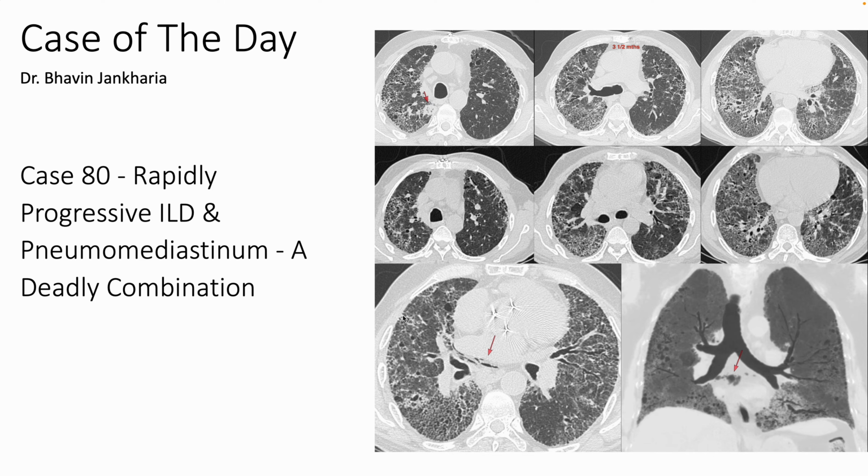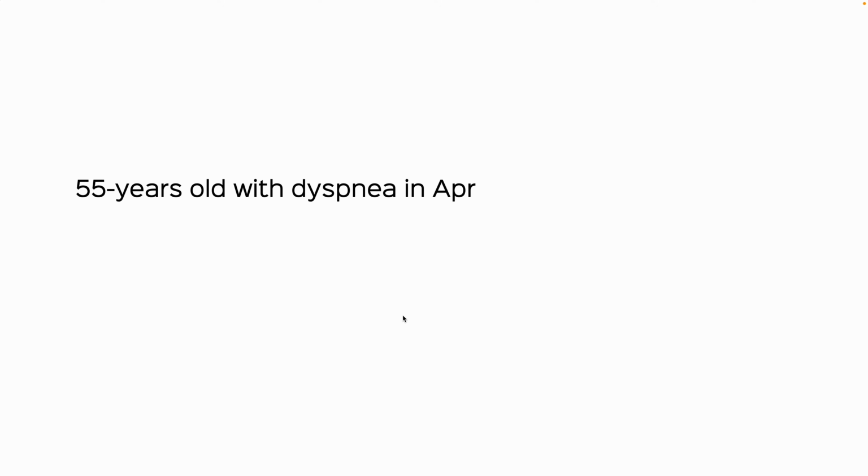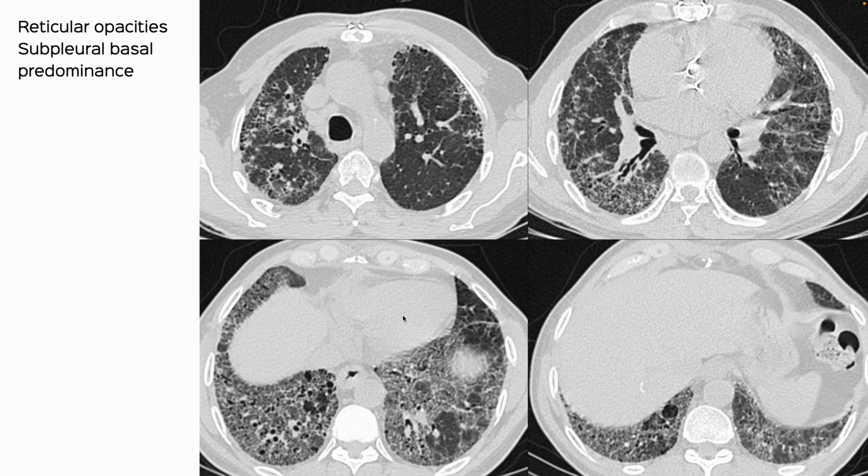And so we're on our 80th case, and this is titled Rapidly Progressive ILD or RP-ILD and Pneumomediastinum, a deadly combination. So 55-year-old with dyspnea in April, first time CT, shows significant disease. And we don't have prior details. The patient had an AVR done. I'm surprised that none of this was documented or diagnosed, or maybe it was and we weren't aware.